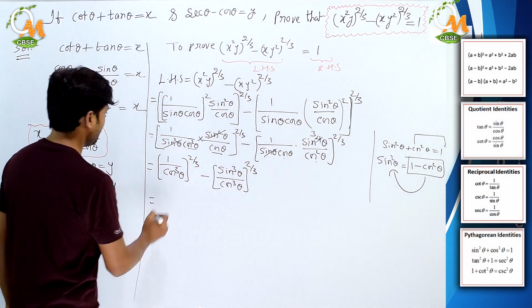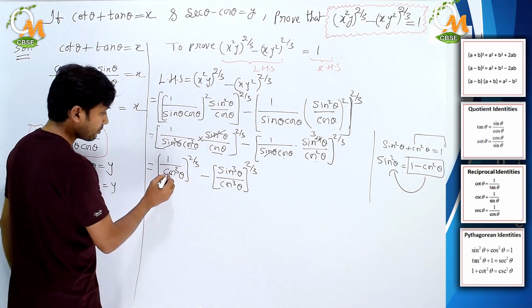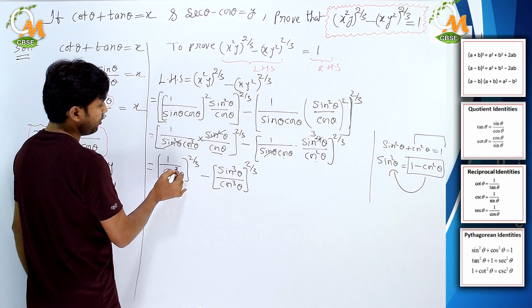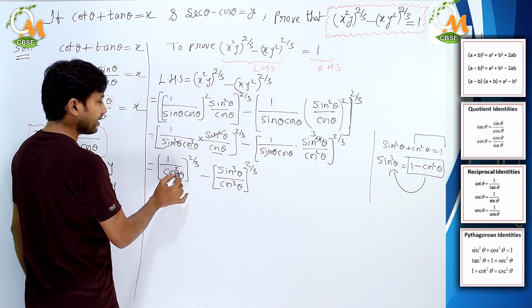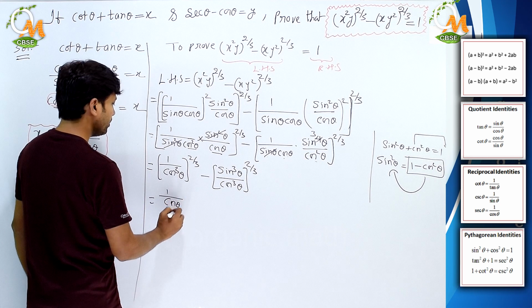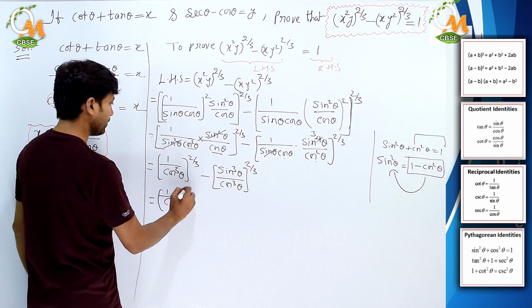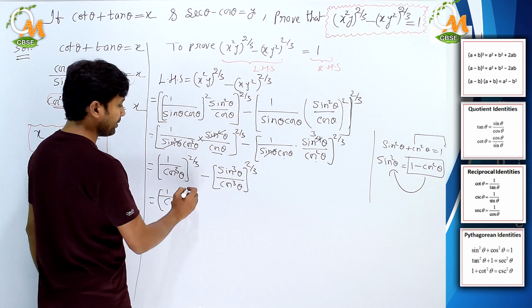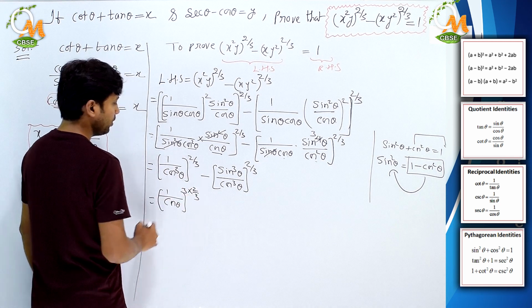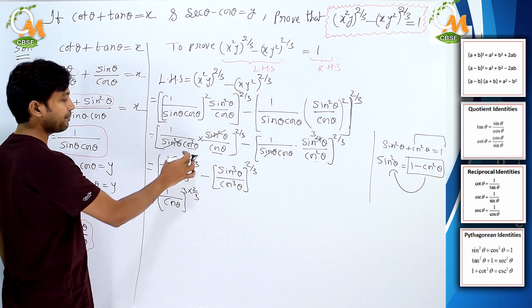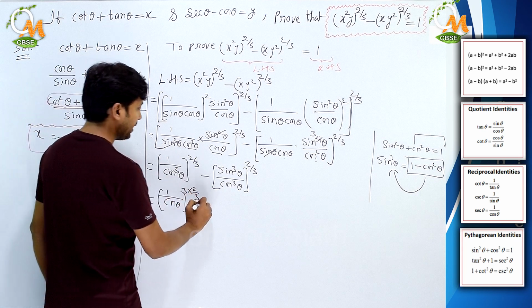Now just see. Here power 3 is there, no? This power 3 can be written as 1 by cos theta whole to the power of 3, whole power 2 by 3. A power m whole power n can be written as a power m into n. So we can multiply the powers.